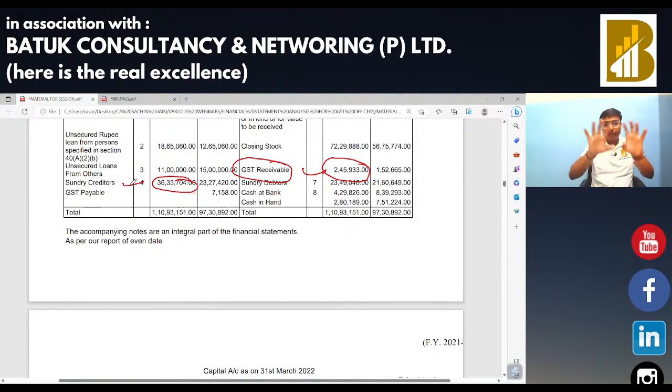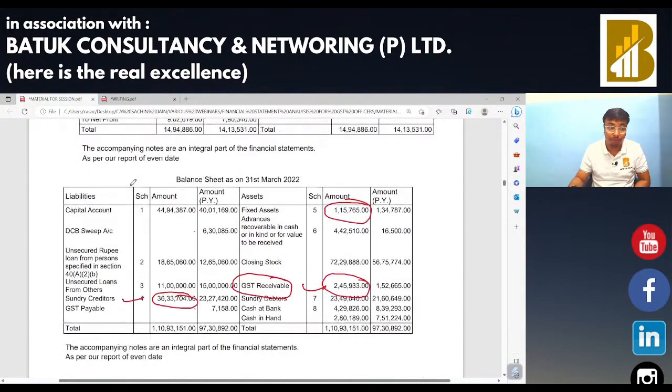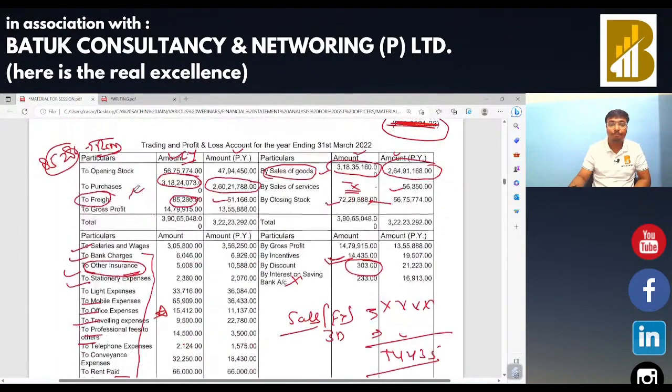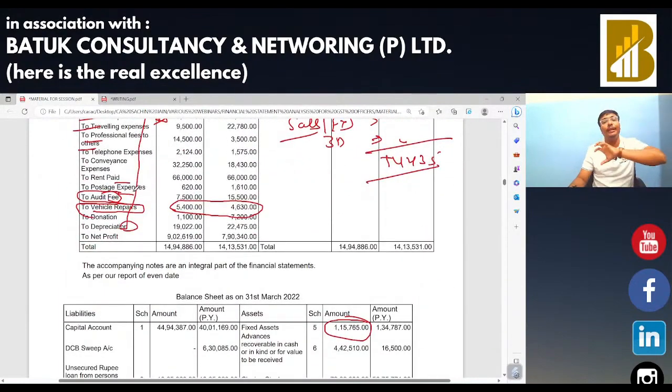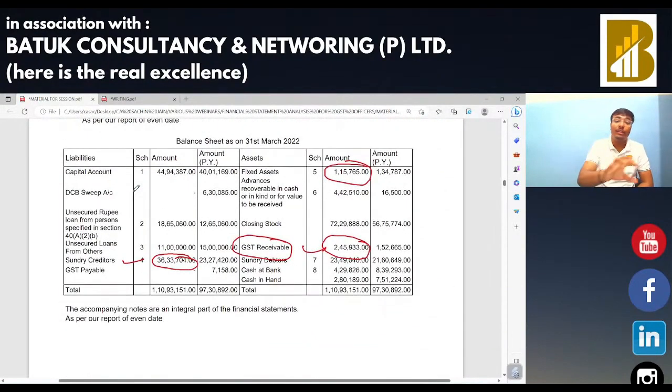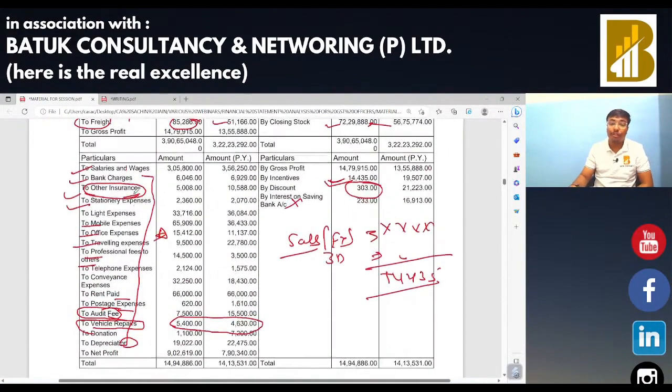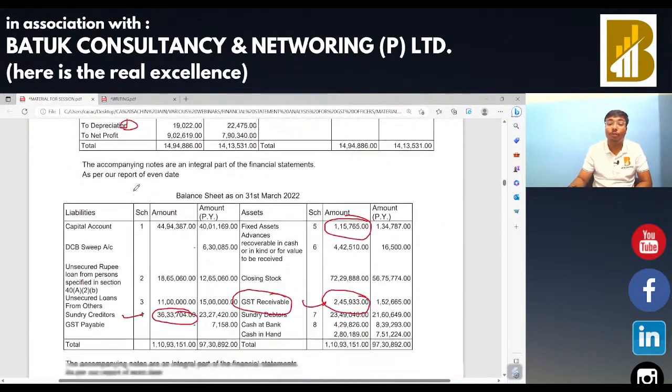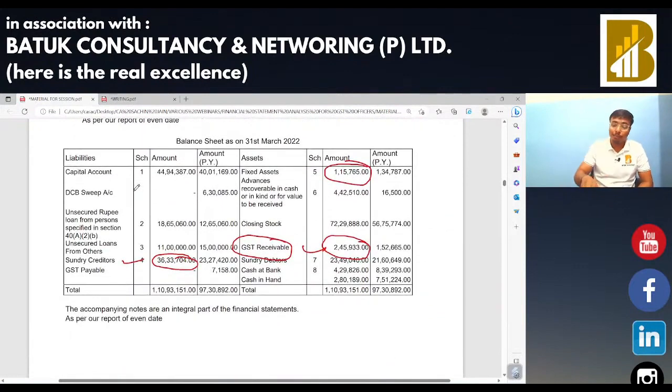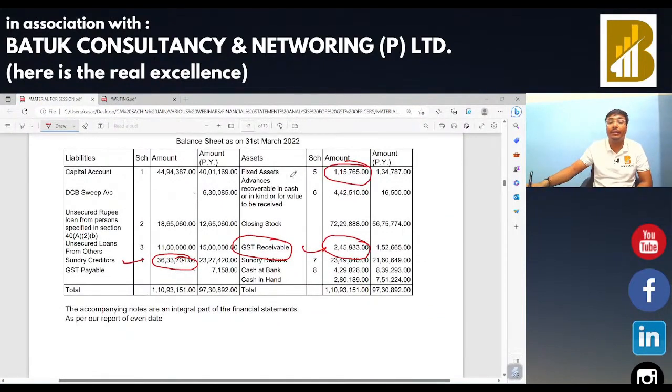So these are the important parameters on which we need to do the analysis from the financial statement point of view, from our balance sheet point of view, and trading and profit and loss account point of view. In the profit and loss account we need to analyze each and every segment, and if I am talking from the balance sheet point of view, more significant are our fixed assets point, our GST return, GST receivable point, and our sundry creditors point.